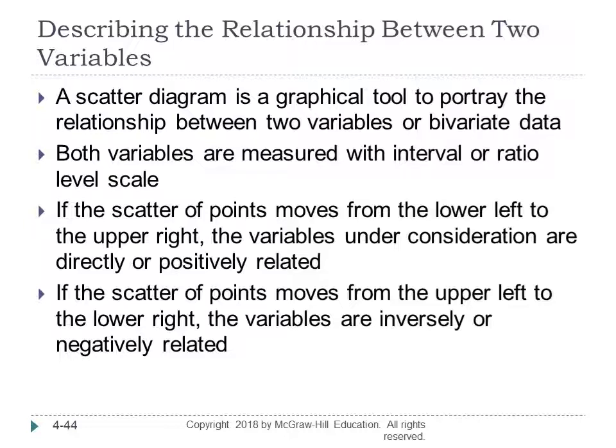If the scatter plot of points moves from the lower left to the upper right, as you move from left to right, the graph rises. The variables under consideration are directly or positively related. When one variable increases, the other one will increase. If the scatter of points moves from the upper left to the lower right, that means as one variable increases, the other one decreases. This is an inverse relation or negative relation, and we will see this in the example.